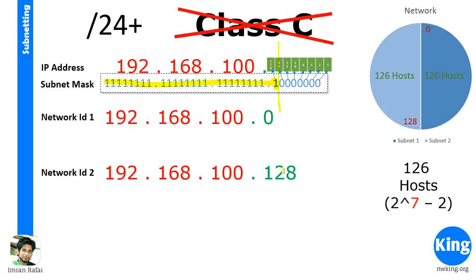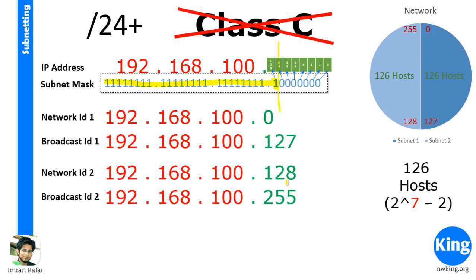So network ID of your second subnet is 192.168.100.128. How do we get the broadcast ID of these subnets? What you do is minus 1 from 128, so it is 127. That's the broadcast ID, and of course you can't go beyond 255, so 255 is the broadcast ID of the second subnet. That's all there is to subnetting.